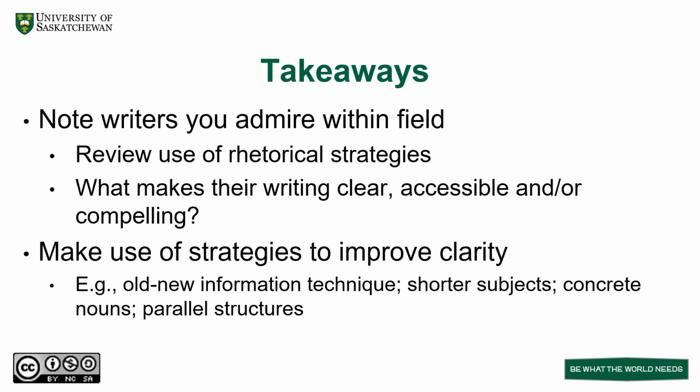But in terms of some of the things that you can start to do if you aren't already in the habit of this, is keeping track of who are the writers you admire within your field. Why do you like them as writers? What kind of strategies are they using? What kind of techniques are they using? And can you use similar techniques in your own writing? And then maintain an inventory of the strategies that you're using, and think about how you can make intentional use of different strategies to improve the clarity of your prose.